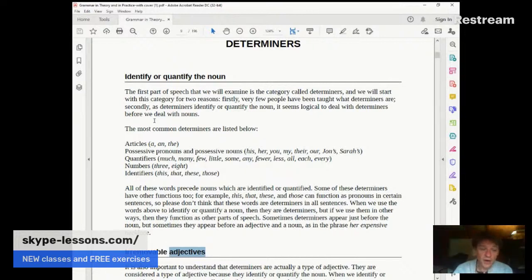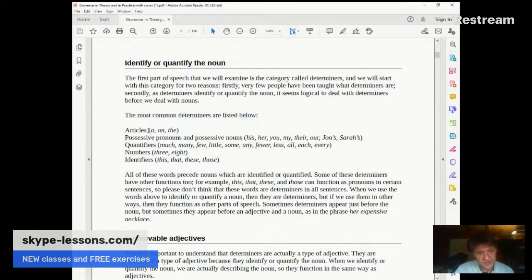Yeah, but what are the most common determiners? Just memorize them is my advice. A, an, and the are the most common determiners. Yeah, they always identify the next noun. Also, possessive pronouns. Your, his, her, your. There's a mistake there, guys. Sorry about that. Your, my, their, our, John's, Sarah's. These are all possessive. So they're determiners, the possessive pronouns and possessive nouns.